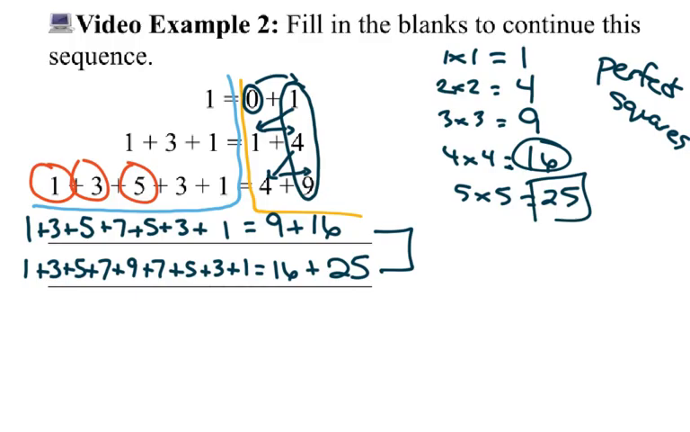I'm using my calculator off screen, and I've computed these numbers here. I've added those together, and I've gotten 25. And then when I look over to the right, 9 plus 16 equals 25. So that is verified. That is true. Again, off screen, I'm going to add those numbers up on the left-hand side.